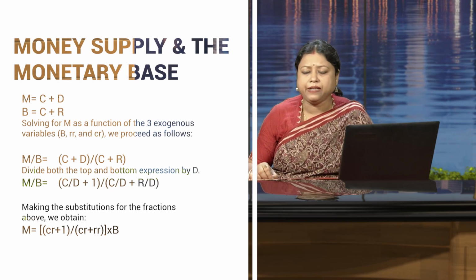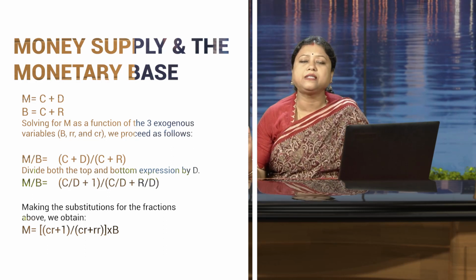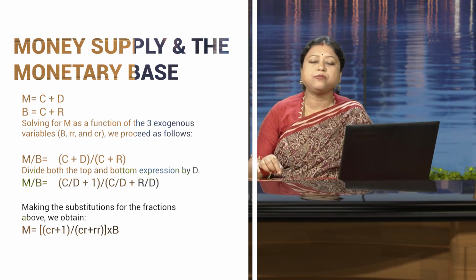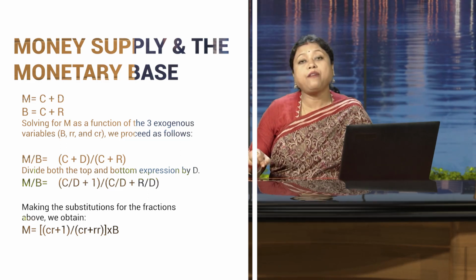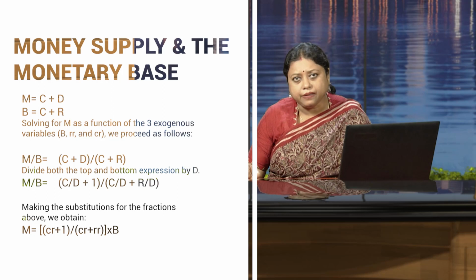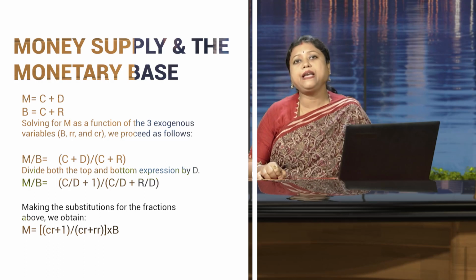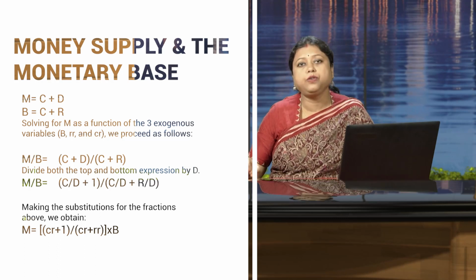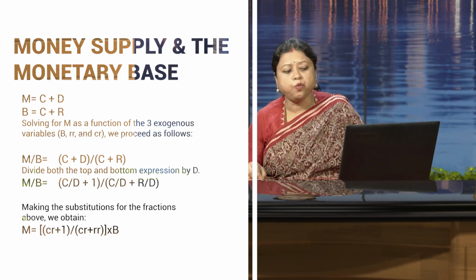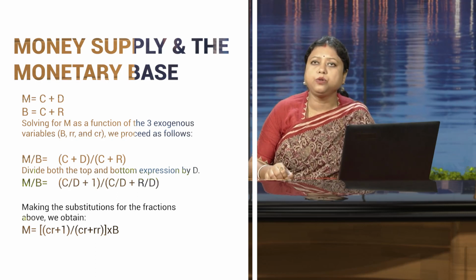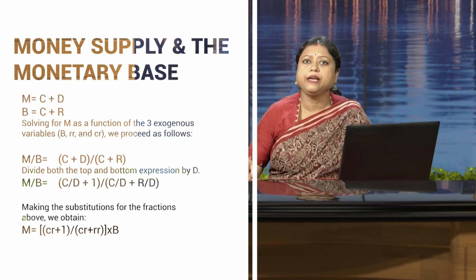Then we divide both the top and the bottom expression of the right-hand side by D. So what do we have? We have C by D plus 1 divided by C by D plus R by D. We have already defined C by D and R by D. C by D is nothing but the currency deposit ratio, small CR. And R by D is nothing but the reserve deposit ratio, small RR. So if we make the substitutions for the fractions, we get M is equal to (CR plus 1) divided by (CR plus RR) times capital B.